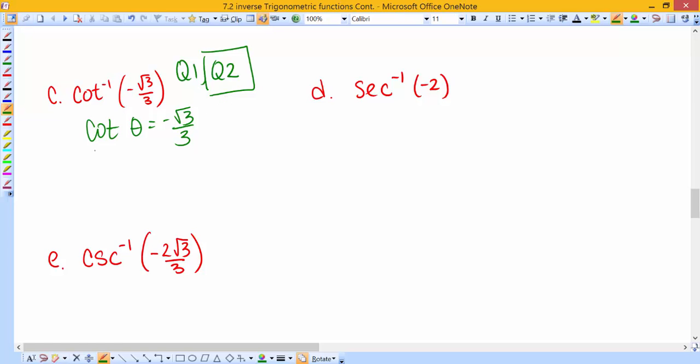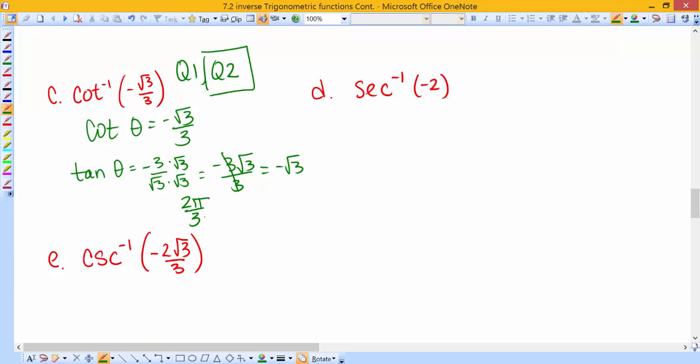Now, to do the work, cotangent goes with tangent. Tangent of theta, my guess is if you don't have cotangent, you probably don't have tangent, is going to be negative 3 over root 3. Rationalize the denominator. You have negative 3 root 3 over 3. So you have negative root 3. And the tangent is negative root 3 in quadrant 2 at 2 pi over 3. All right, moving on.